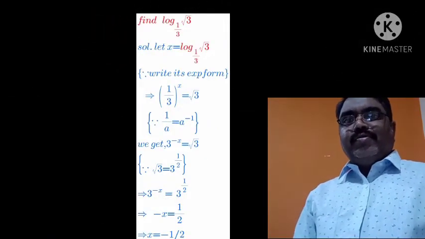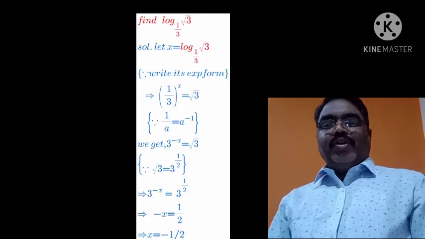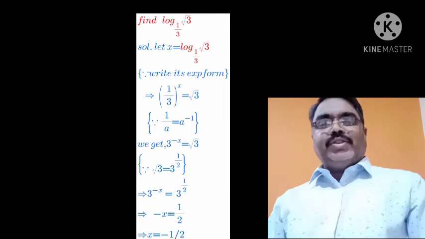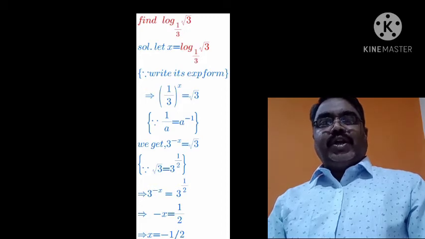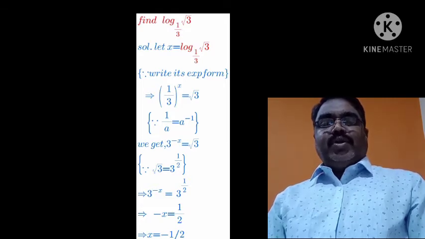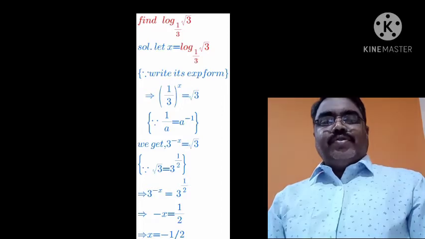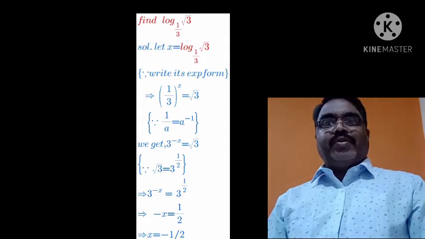Let us solve one more sum. Find the value of logarithm of square root of 3 to the base 1 by 3. Let's suppose logarithm of square root of 3 to the base 1 by 3 be x. Now write its exponential form, which we get 1 by 3 to the power of x equal to square root of 3.